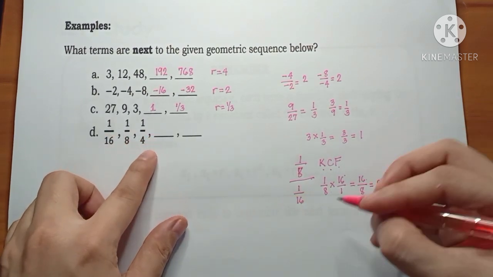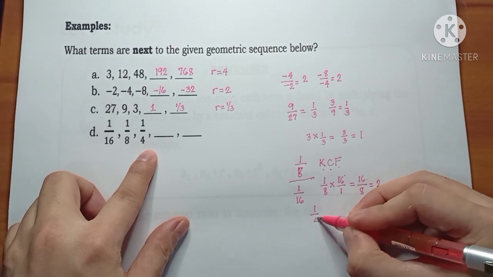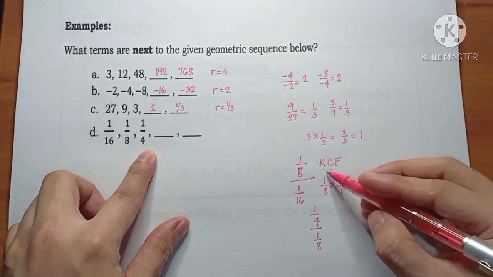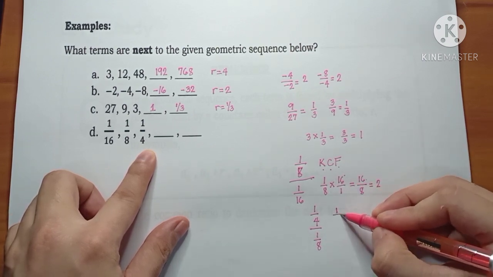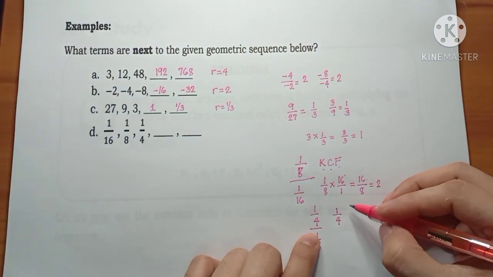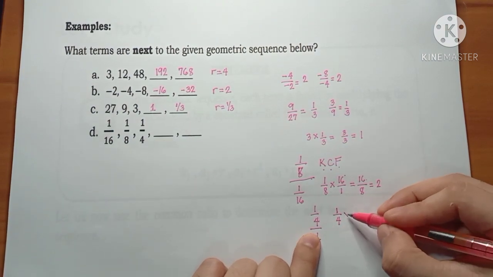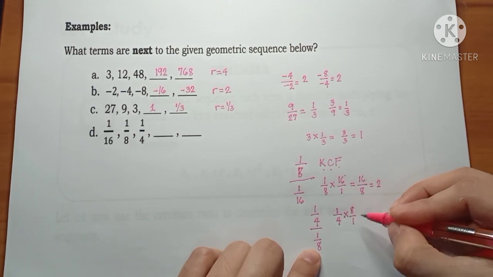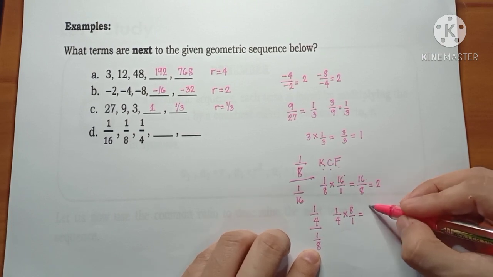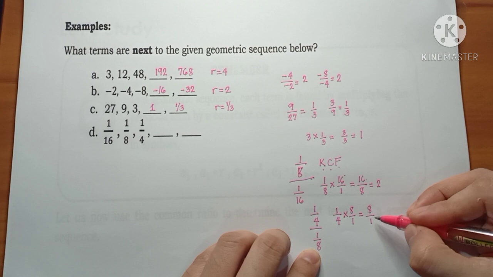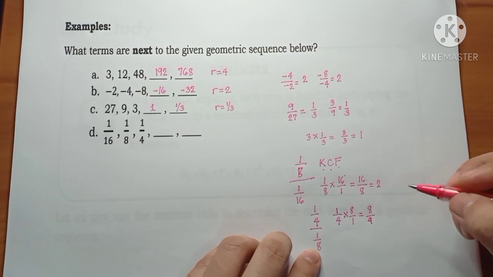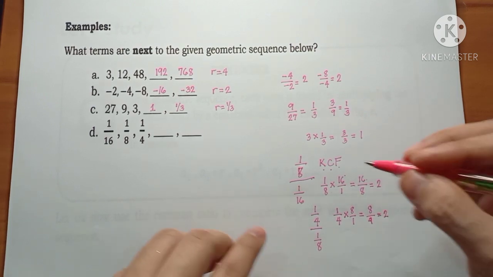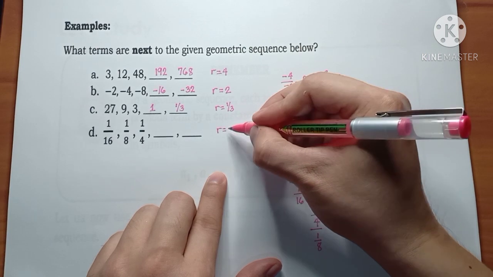So, how about this one? 1/4 divide by 1/8. Again, by KCF, keep, change, flip. 1/4, and then change the sign. So, divide siya, multiply na. So, times, and then flip natin ng 1/8, magiging 8 over 1. So, the correct answer is 1 times 8, 8. 4 times 1 is 4 rather. Okay, so 8 divided by 4 is equal to 2. So, therefore, ang ating common ratio is positive 2.